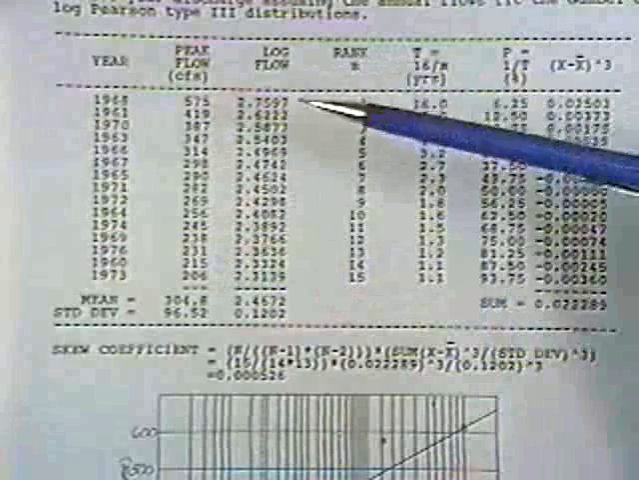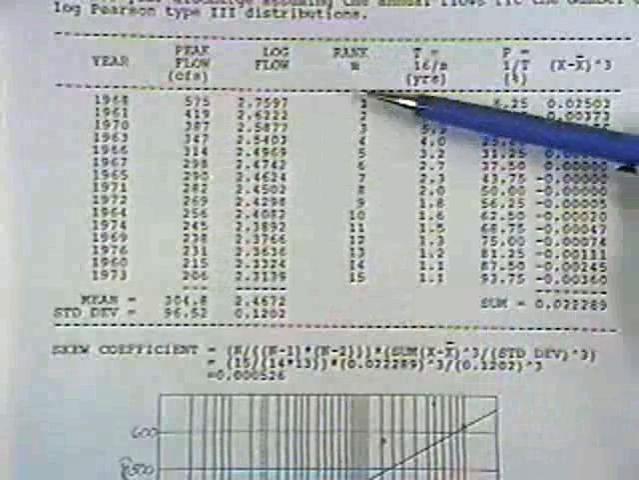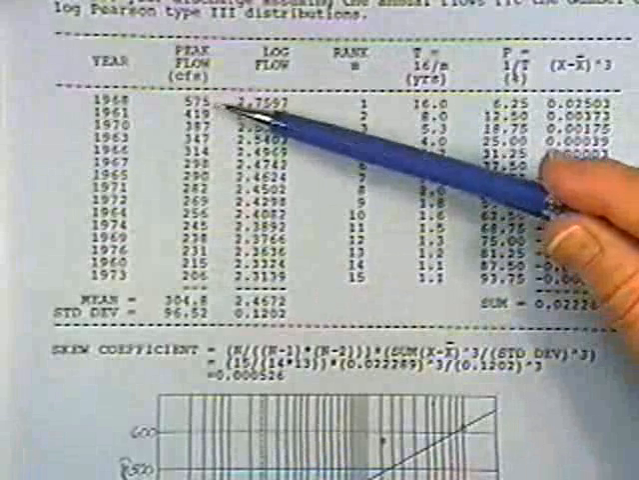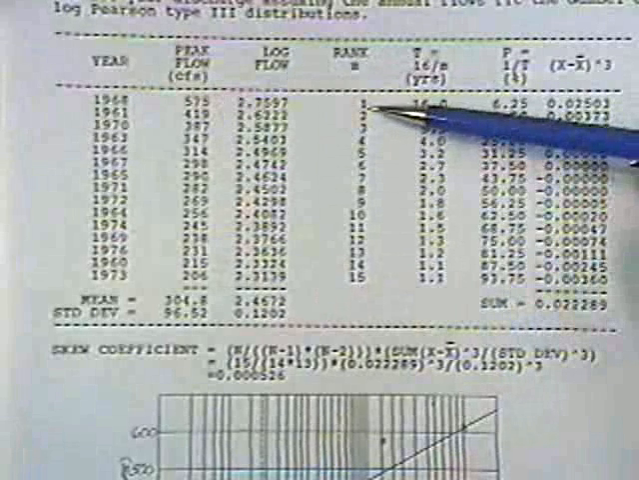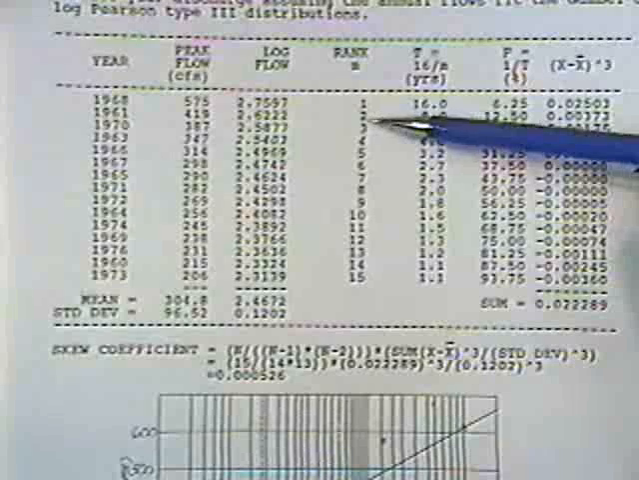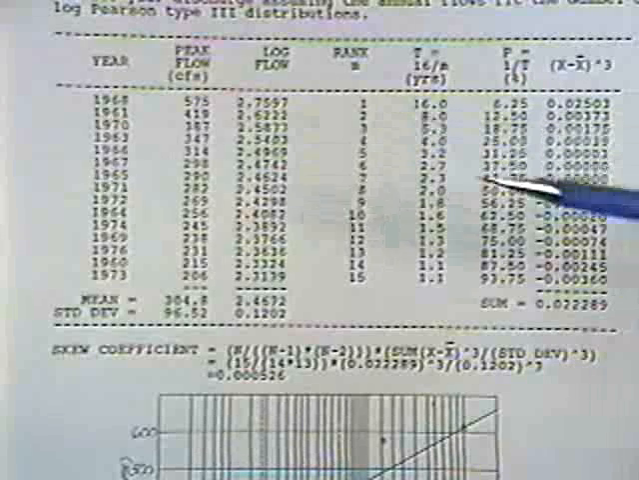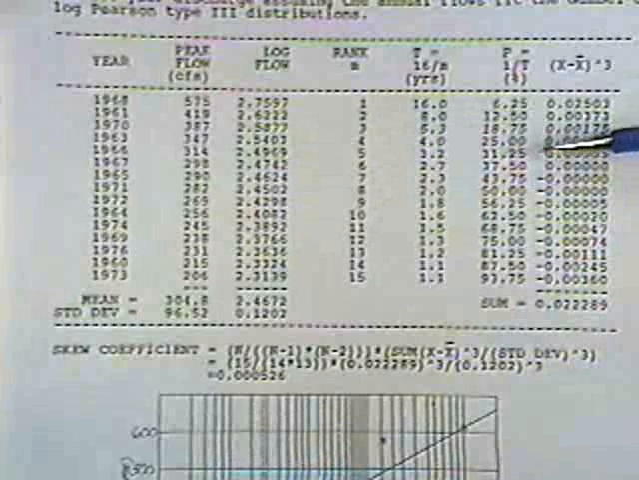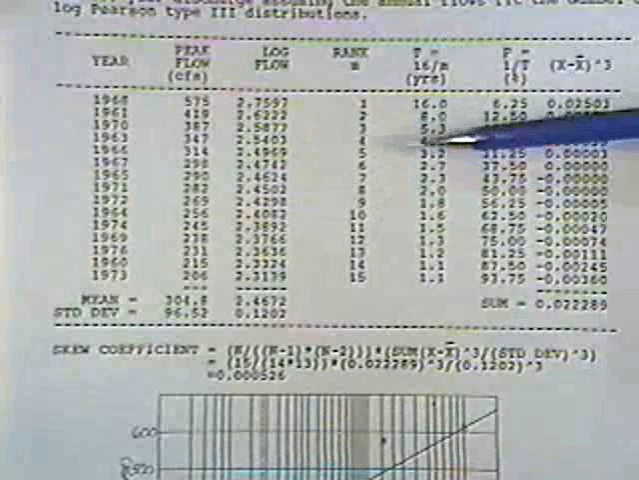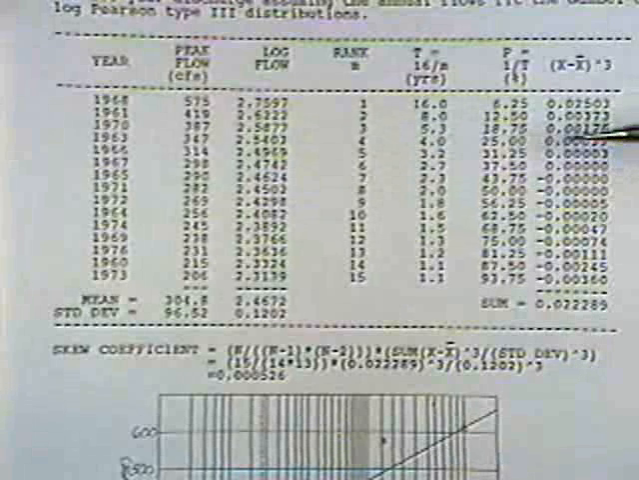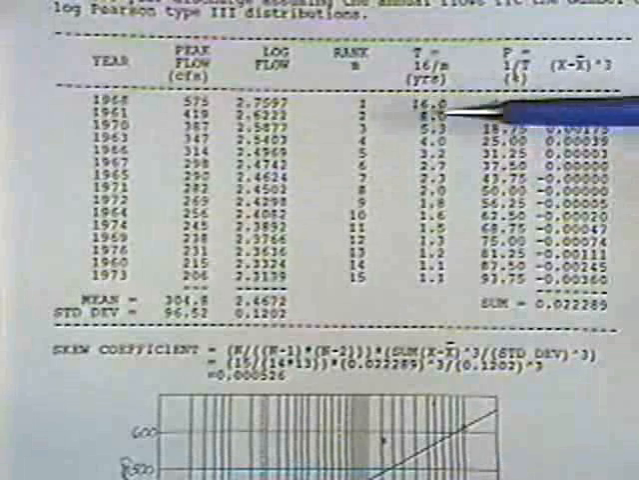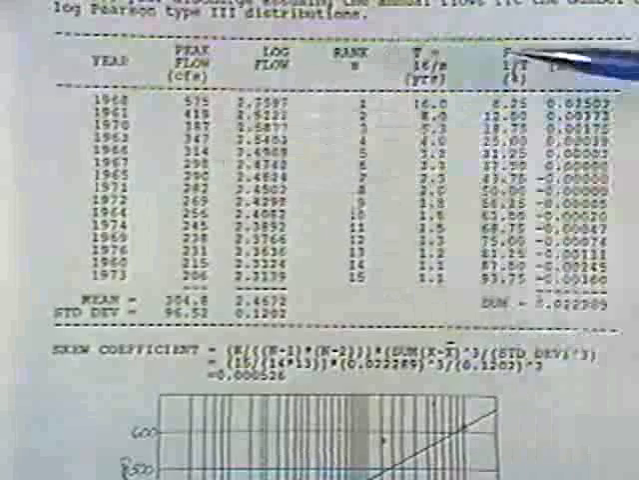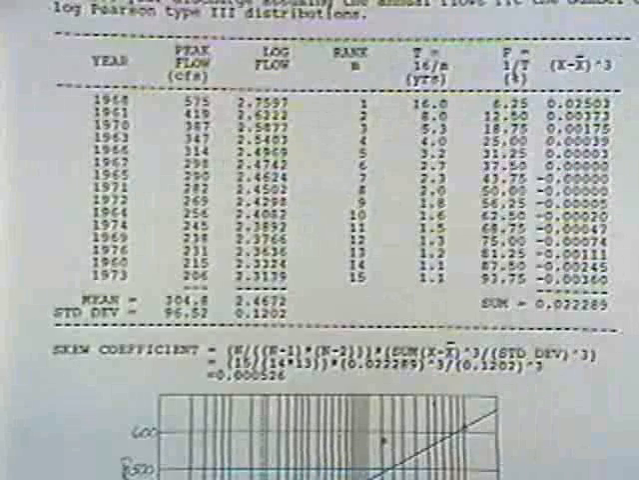M is the rank. And for the rank, we just start with number 1. So the biggest number, the 575 cubic feet per second, has a rank of 1. The second biggest, a rank of 2. The third biggest, a rank of 3. You'll notice this example problem is somewhat cluttered because I've worked several parts all on the same sheet. We're doing the analysis using the alternative methods. So I'm just using this column. These are the rank. We rank the numbers.